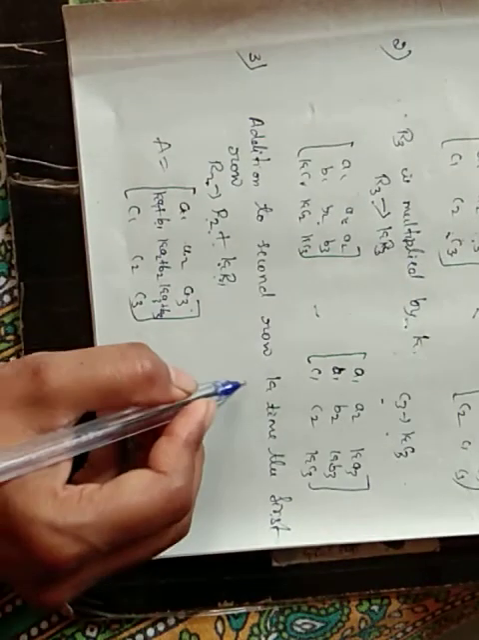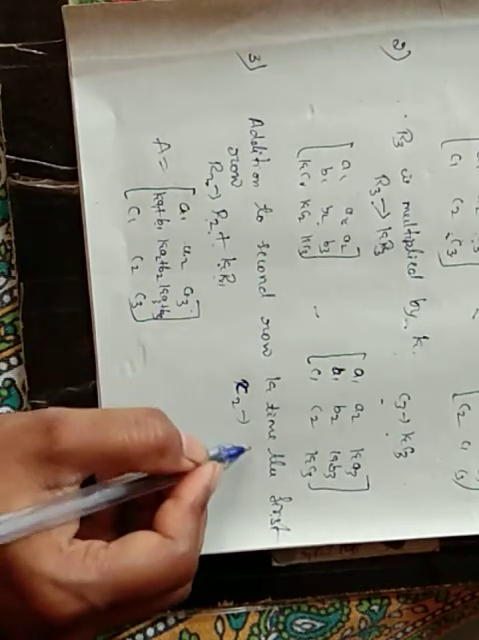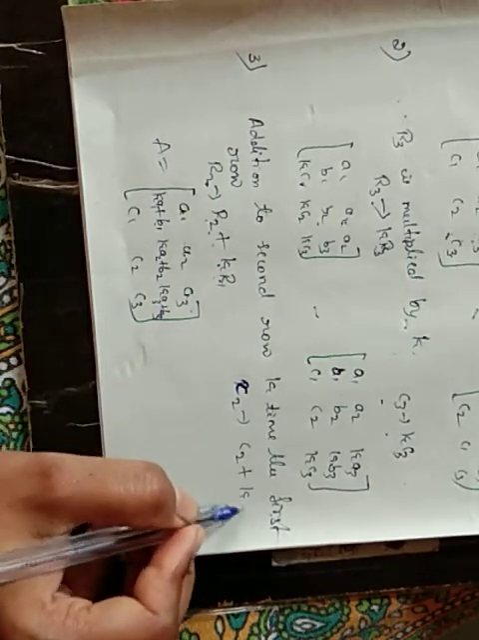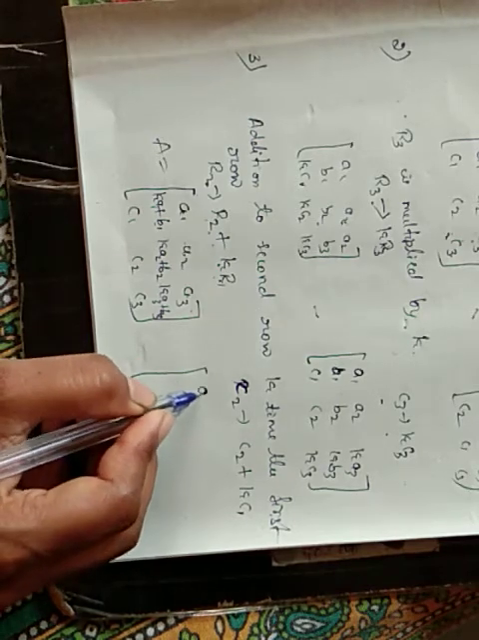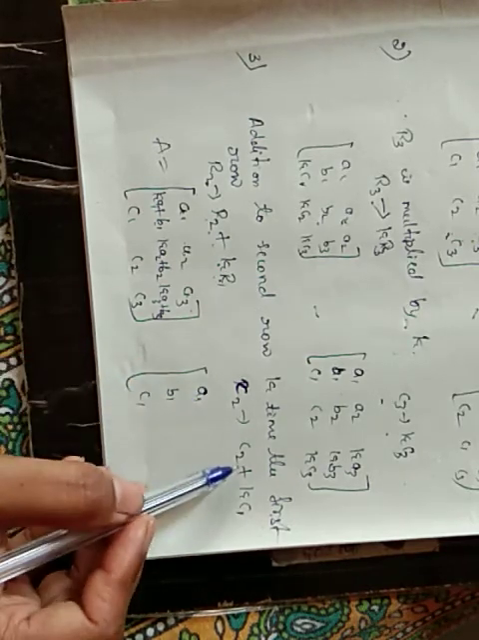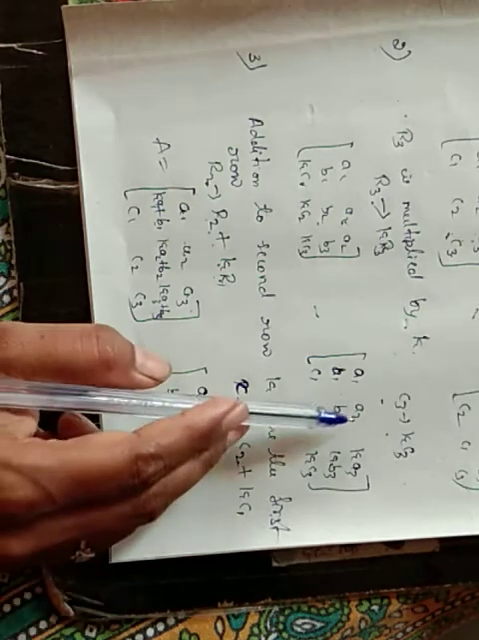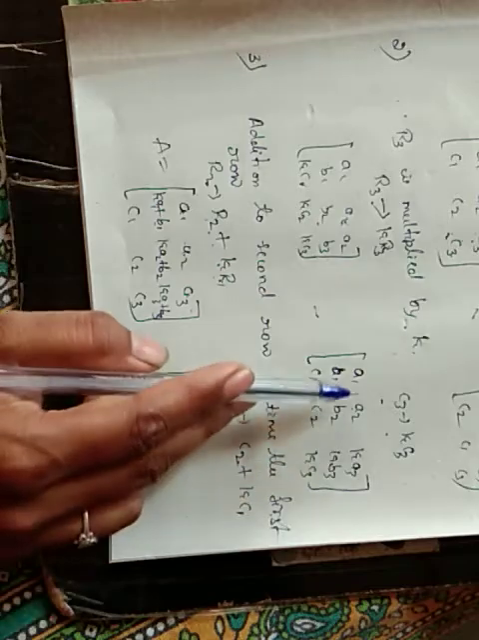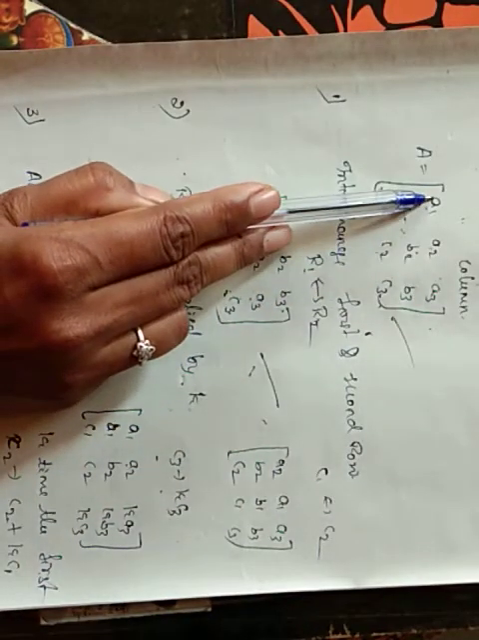Similarly, C2 tends to C2 plus K into C1. So C1 will be written as it is: A1, B1, C1. C2 equals C2 plus K into C1.